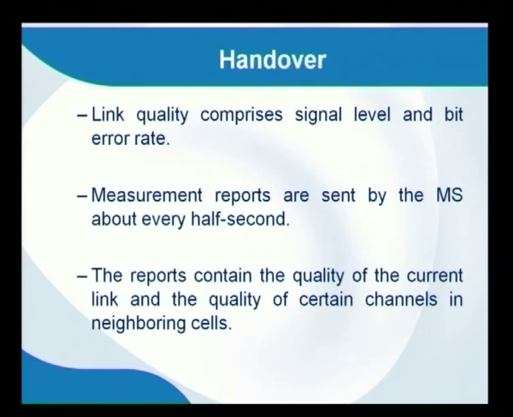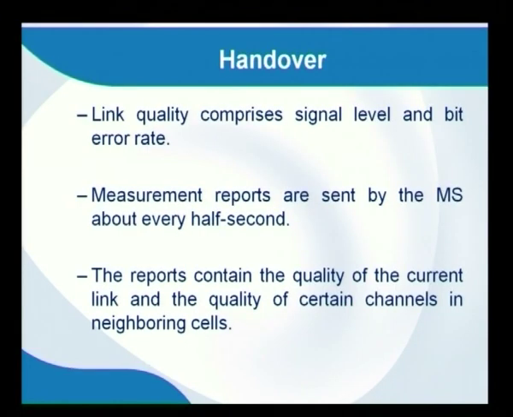If they encounter some weak link, then they will immediately make a report about the weak link and its characteristics to the network. So the link quality comprises signal level and bit error rate. The signal strength as well as the bit error rate are measured, and that report will be sent to the network. Measurement reports are sent by the mobile stations about every half second. The reports contain the quality of the link and the quality of certain channels in the neighboring cells also. Though the mobile station is connected with a particular base station, it can measure the quality of the nearby channels also.